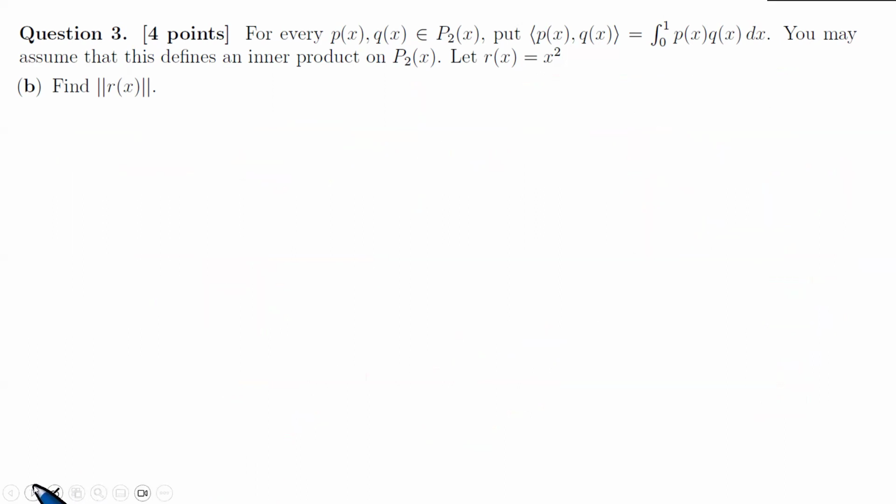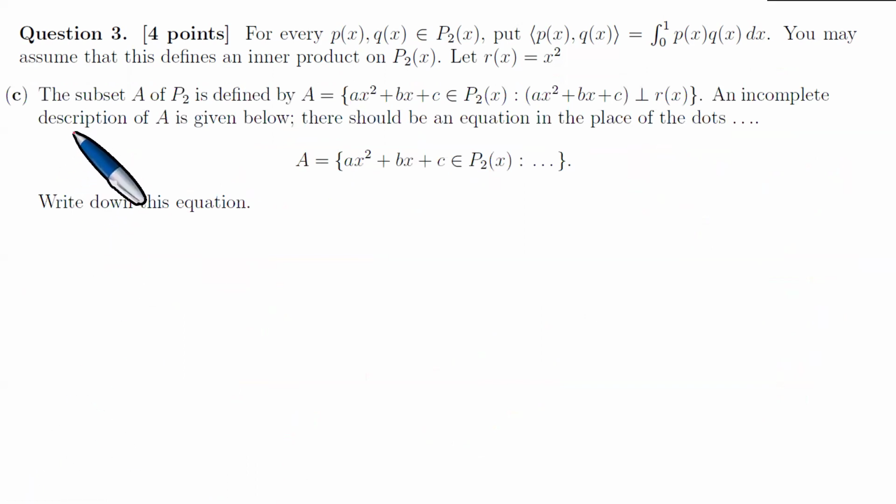We move to part C. Okay, the top story is the same. Now, part C says the subset A of P2 is defined by these: A is the set of ax squared plus bx plus c, an element of P2 of x, such that ax squared plus bx plus c is perpendicular to Rx. An incomplete description of A is given below. There should be an equation in the place of the dots.